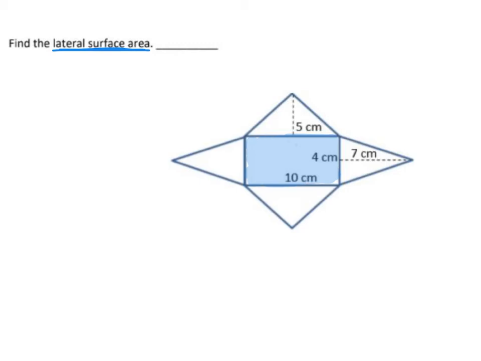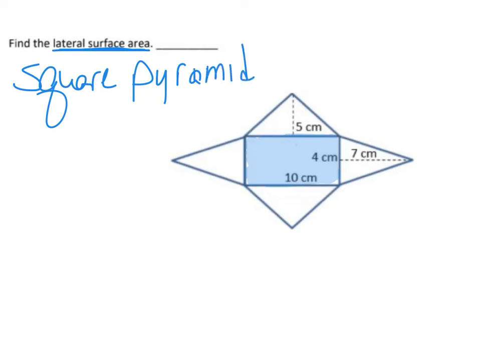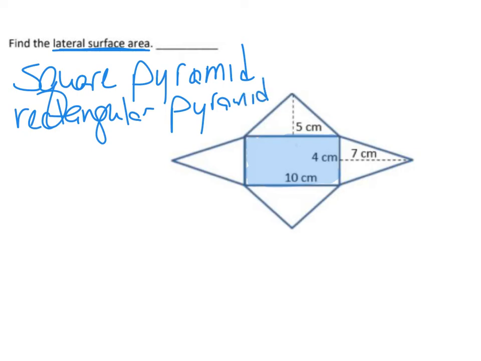But what is this shape? What is this called? It's a square pyramid. I know, but square is okay. It could be called a rectangular pyramid. Okay, so let's look at our numbers. We have 7 and 4, right? So that means we're going to go ahead and do half of base times height.